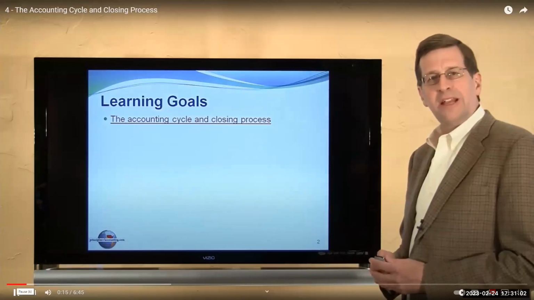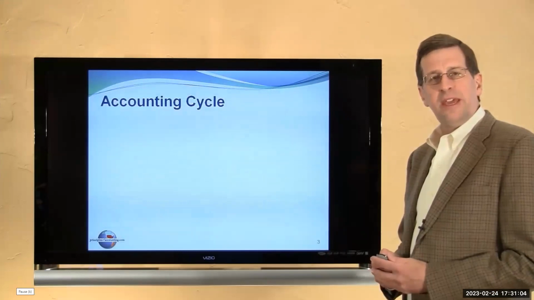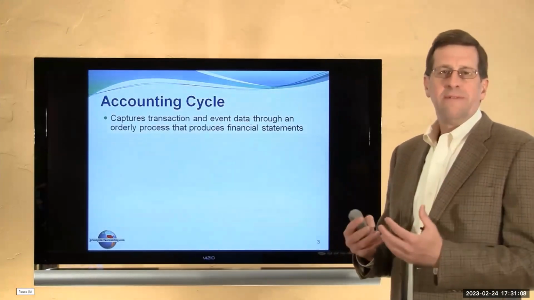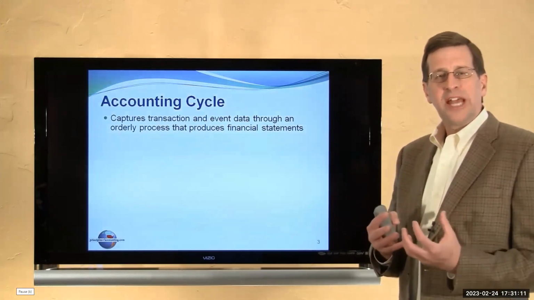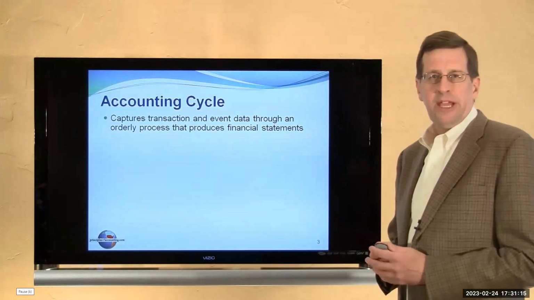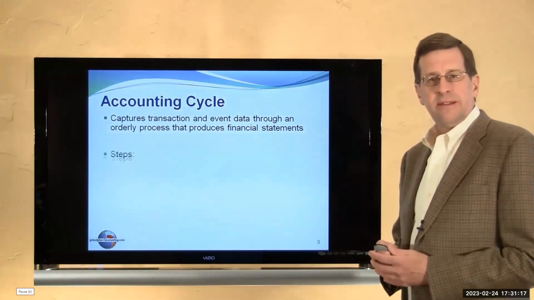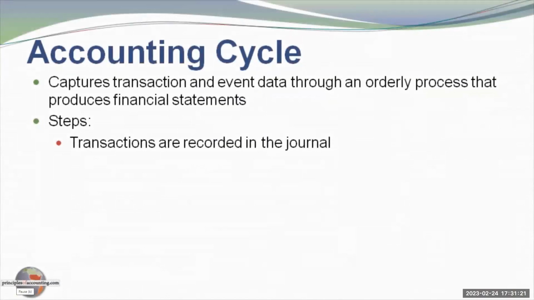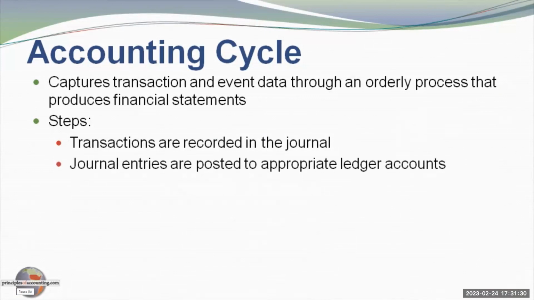Cycle, as well as look at the closing process. To review the accounting cycle, consider that the accounting cycle simply is a way of describing how we capture transaction event data and move it through the accounting system to the ultimate preparation of financial statements. There are various steps in the accounting cycle. Ordinarily, we think about the first step being the examination of transactions and events and the preparation of a journal entry. Those journal entries are periodically posted to appropriate ledger accounts.